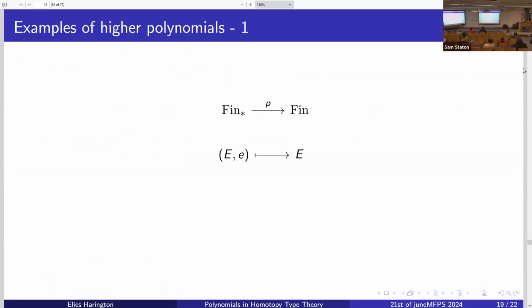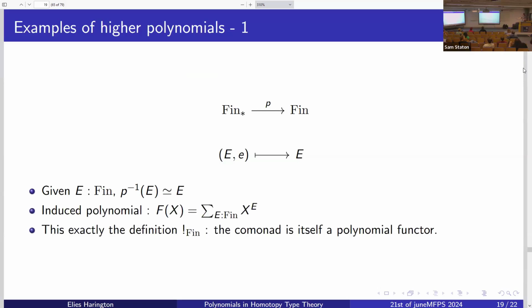So if you take the map from finite pointed sets to finite sets, the fiber over a finite set E will itself be a set of size E, will itself be E. And so the polynomial associated to this map is a polynomial from types to types that sends a type X to the type of finite sets colored by X. So this is actually our bang comonad. It itself is a polynomial in groupoids.